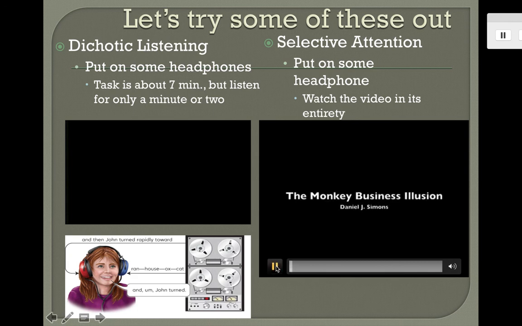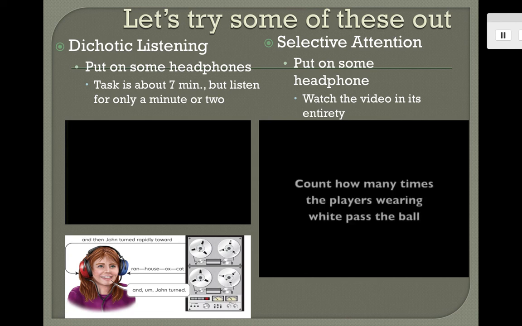The monkey business illusion. Count how many times the players wearing white pass the ball.